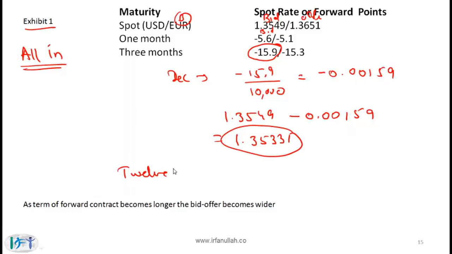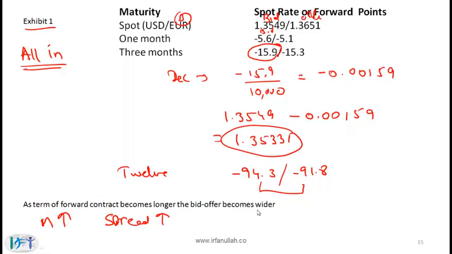On the 12-month contract, the forward points are minus 94.3 slash minus 91.8. Now you will notice that the bid offer spread widens as the maturity goes up. So I can write it very simply like this: as the maturity goes up, the bid offer spread also becomes wider or goes up. And the curriculum gives us 3 reasons for this, which I think you should remember because this is a potential question on your exam.